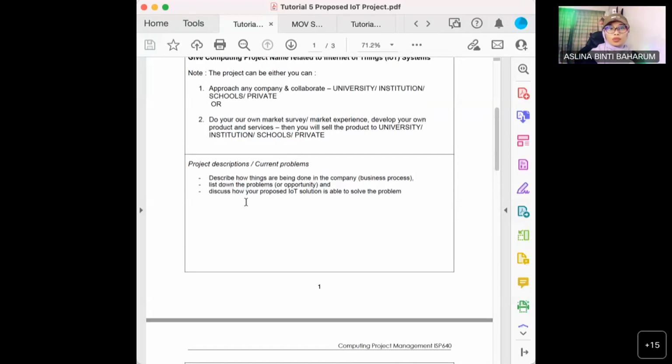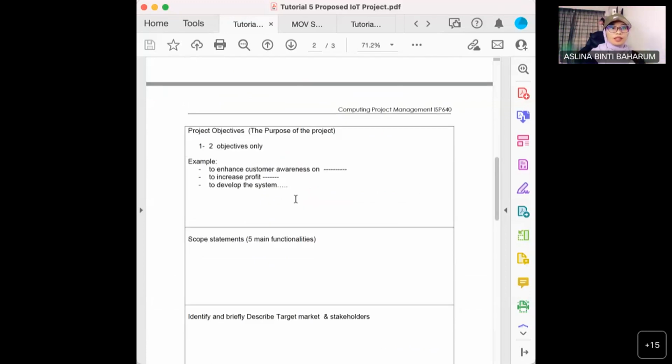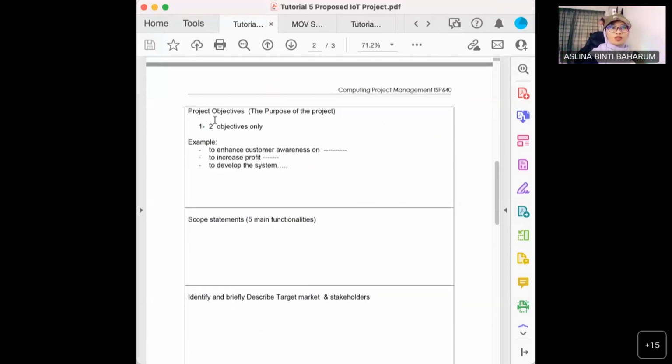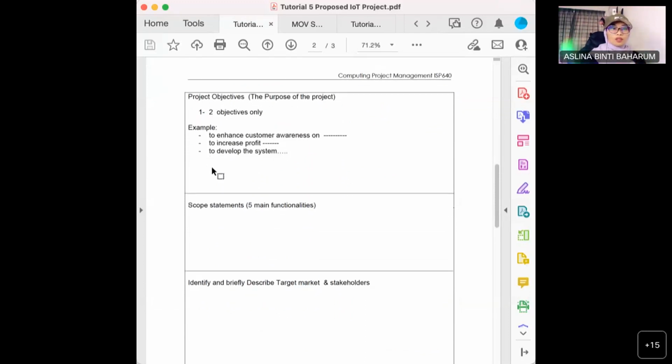Discuss how your proposed IoT solution is able to solve the problem, and put in your project objective. Either 1 or 2 objectives only. Don't put more than 2. 1 or 2 is enough, because this is just a 1 semester project, and actually you are only developing the proposal. So I want to see the creative idea from you guys. Make sure your objective can be achieved and can be measured: to enhance, to increase, to develop. Most of it is to develop, right? Mostly it is to develop.